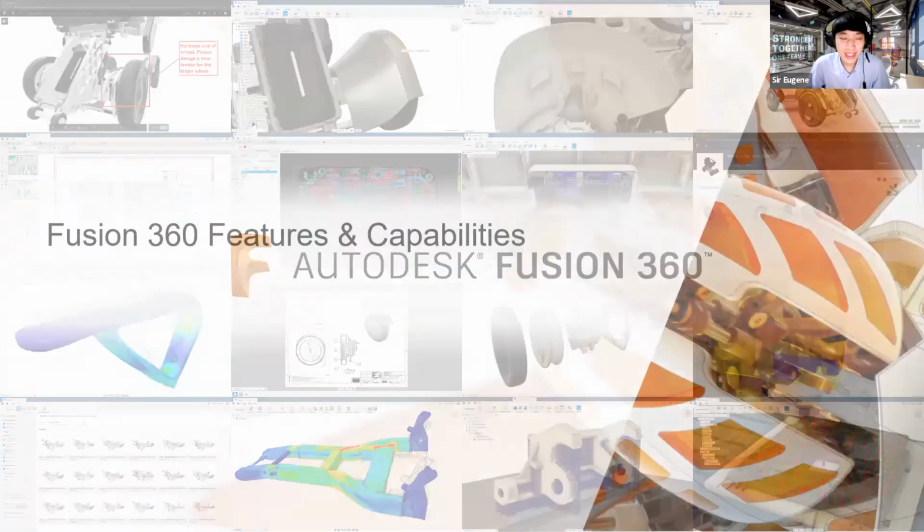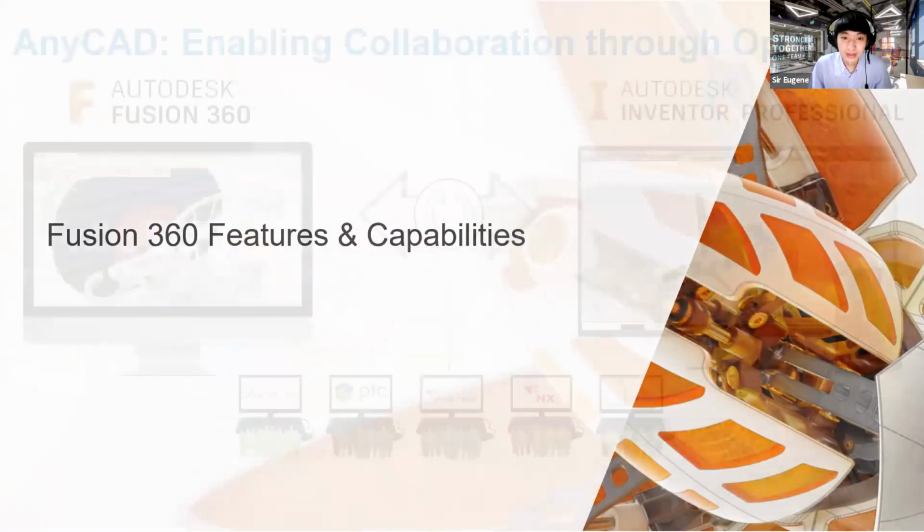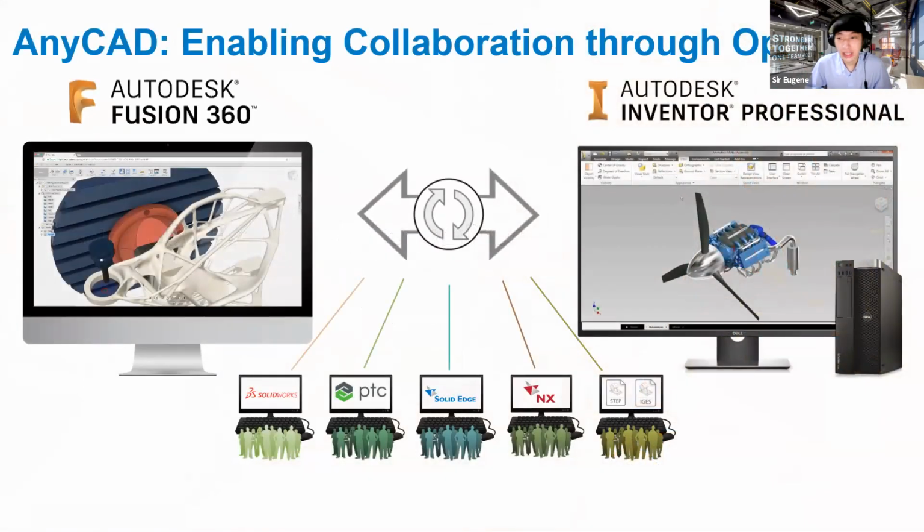So now let's move on to our Fusion 360 features and capabilities. First, we have the AnyCAD functionality in Fusion 360. For those Inventor users, this is not new to you. Basically, with AnyCAD, Fusion 360 can reference different file types, I believe 50 plus file types. For instance, if we are sent SolidWorks files, Fusion 360 can reference this file, and if there are changes in the original file, it will automatically update in Fusion 360.